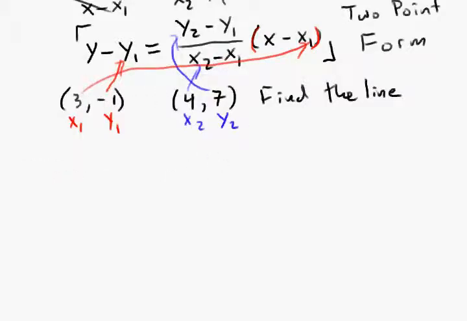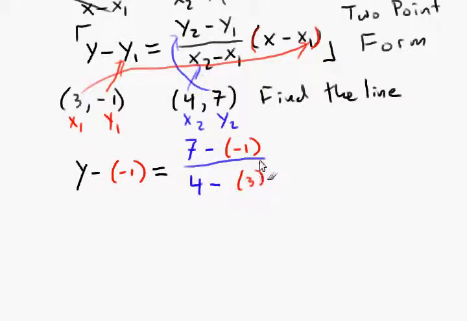So to start, we'll have y minus y1, which is negative 1. And that's going to be equal to y2, which is 7, minus y1, divided by x2, which is 4, minus x1, 3, and we're going to multiply that by this difference, x minus x1, 3 again. And that's the equation for this line.